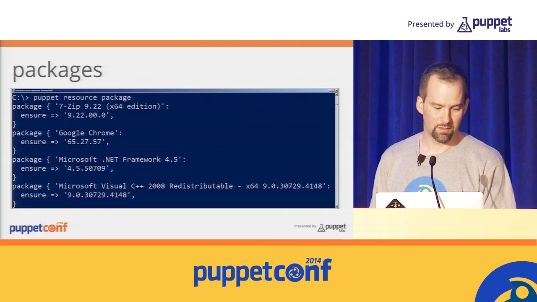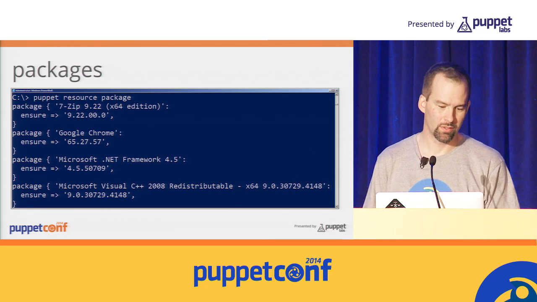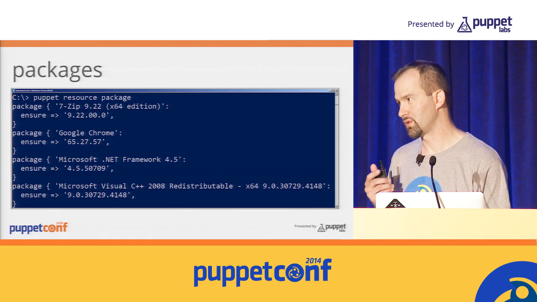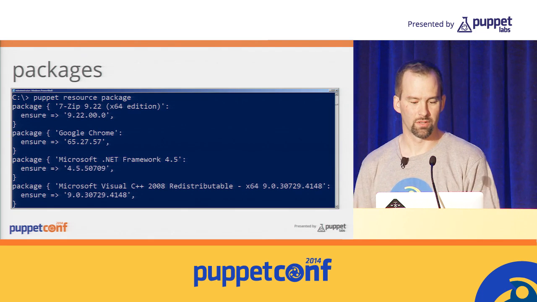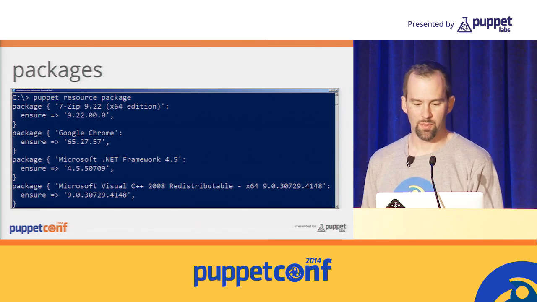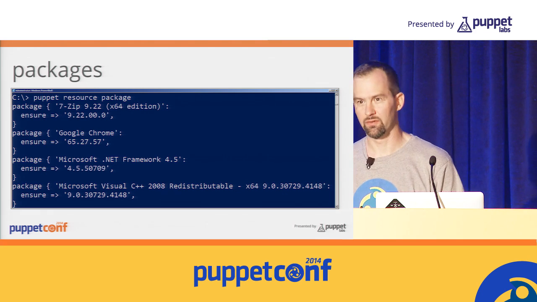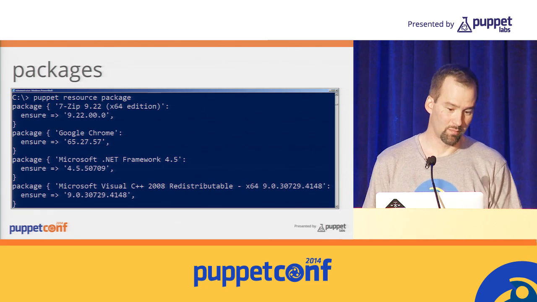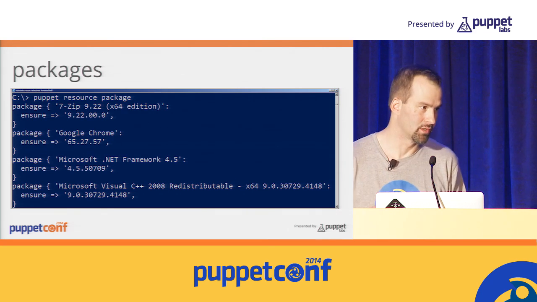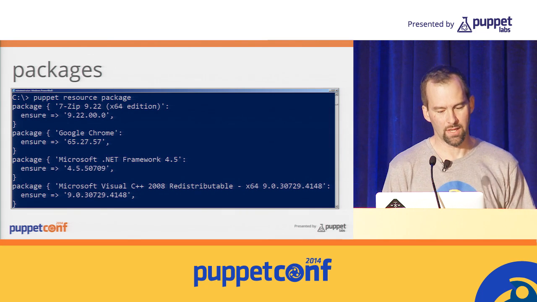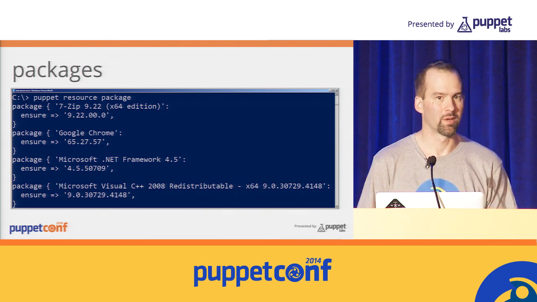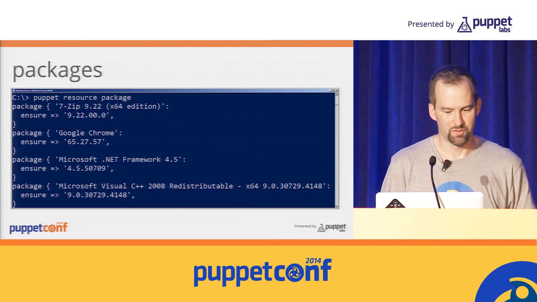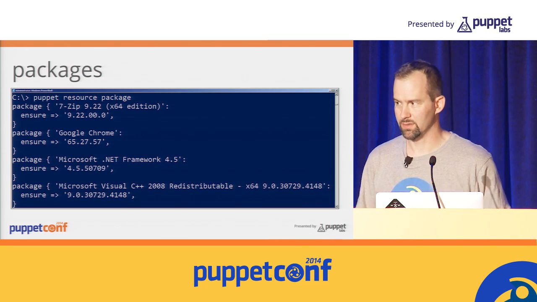So packages. This is another type of resource that Puppet supports. In addition to using Puppet resource to tell you about a single resource, you can ask Puppet to tell you about all instances of a particular type of resource. So here, I'm saying Puppet resource package, tell me about all the packages you know about. This is looking at basically what Add Remove Programs would tell you, including version numbers. All this information comes from the registry, which has its limitations.